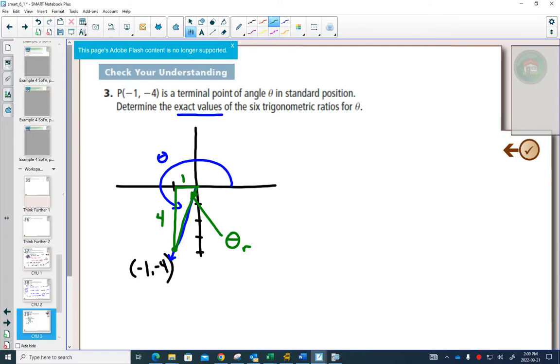A squared plus b squared equals c squared. The hypotenuse is the square root of 17. And you will get really good at that.